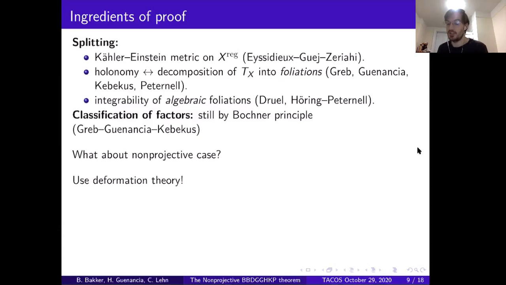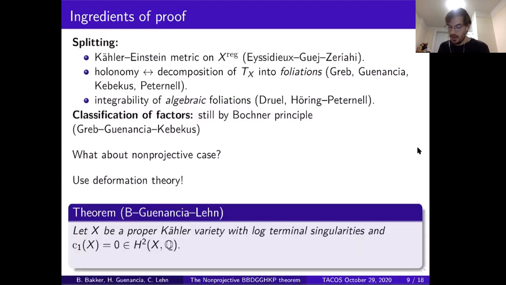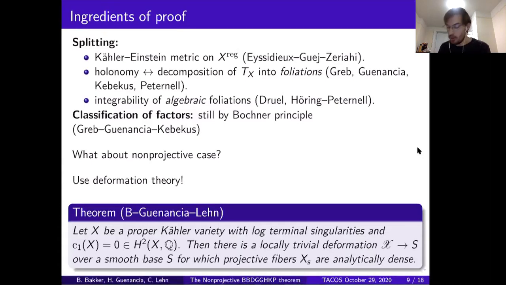And the starting point is going to be the following theorem, namely that if X is a proper Kähler variety with log terminal singularities and vanishing first Chern class, then there is a locally trivial deformation over a smooth base in which projective fibers are analytically dense.